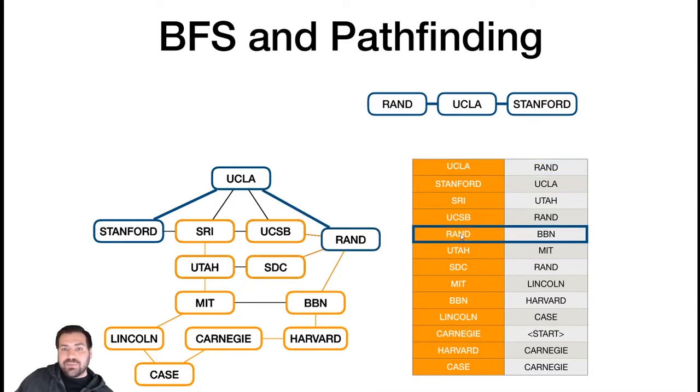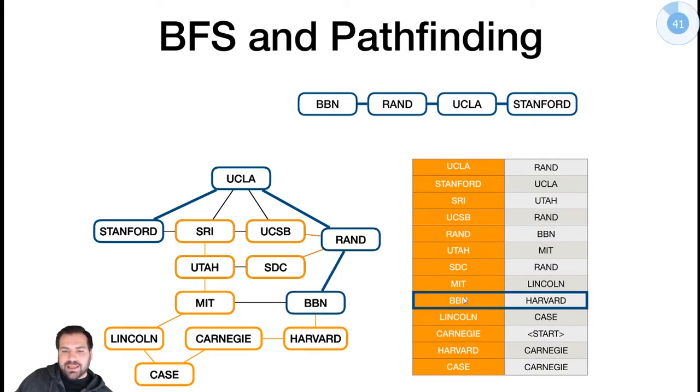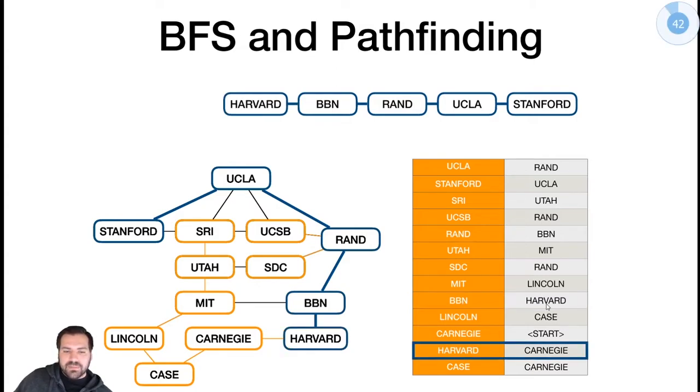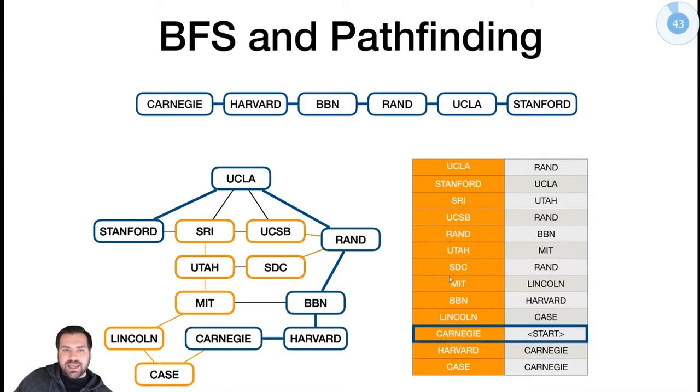Rand, how did we get here? We found Rand through BBN. Add that to the path. BBN, how did we get there? We found that from Harvard. Add that to the path. We found Harvard from Carnegie. Add that to the path. How did we get to Carnegie? Well, Carnegie was our start node, so that must be the start of our path.